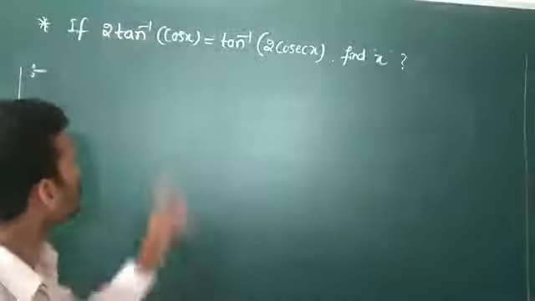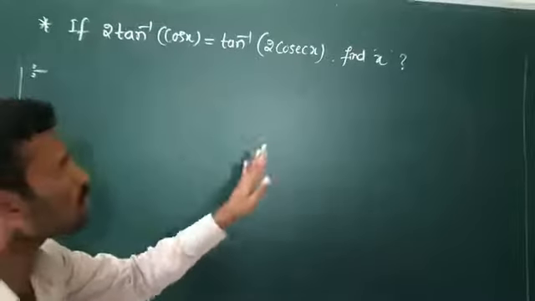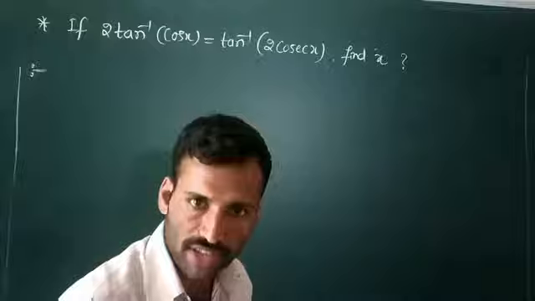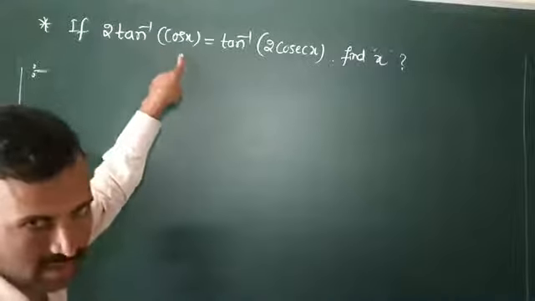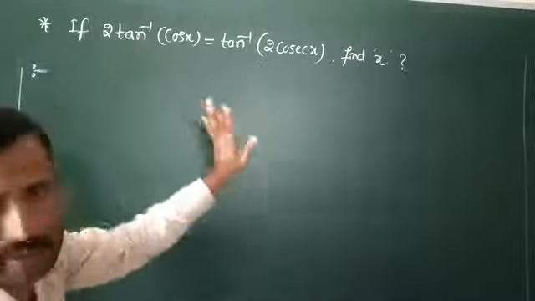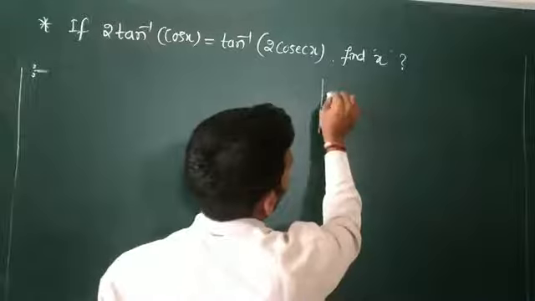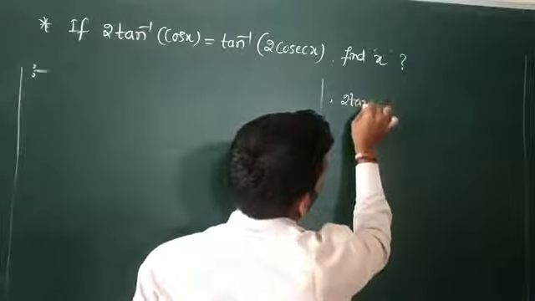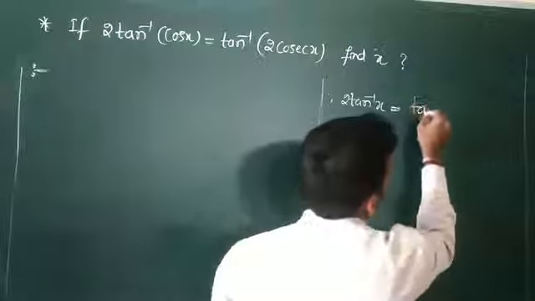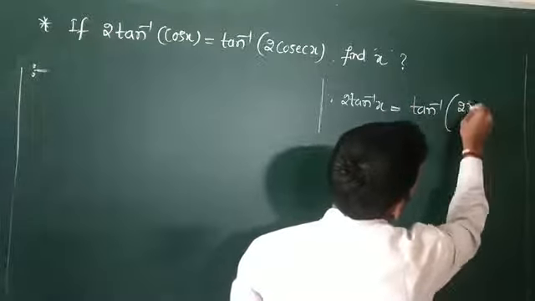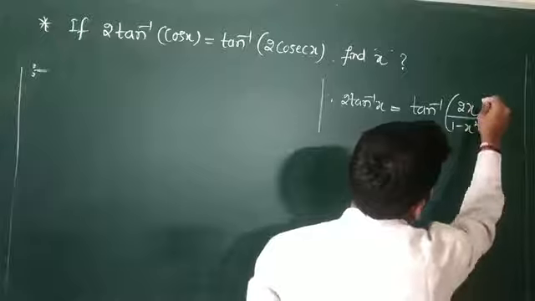Next problem: 2 tan inverse of cos x equal to tan inverse of 2 cosec x. Find the value of x. As you know, this uses the property of 2 tan inverse x. For the left hand side, 2 tan inverse of x is tan inverse of 2x divided by 1 minus x square.